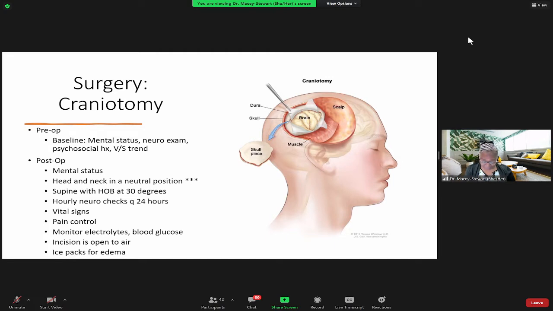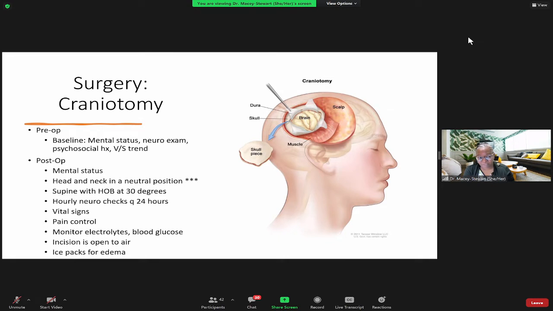Okay, if they have a support system, right? You want to know if they have a support system. That's also important. Okay, their vital sign trends. What is their baseline vital signs? Because all of this you're going to be assessing over and over again in the postoperative phase after surgery.